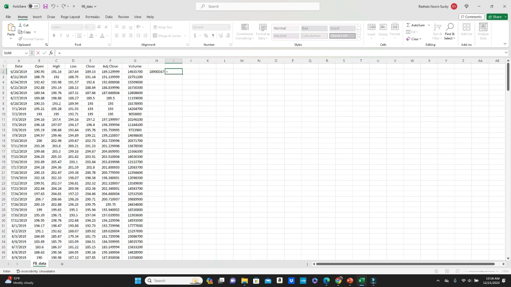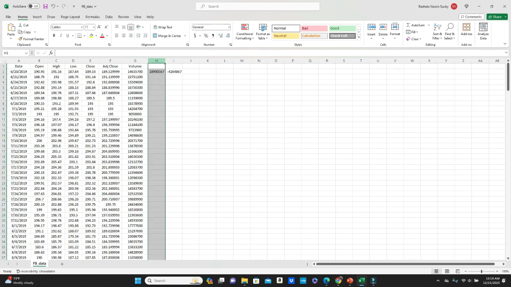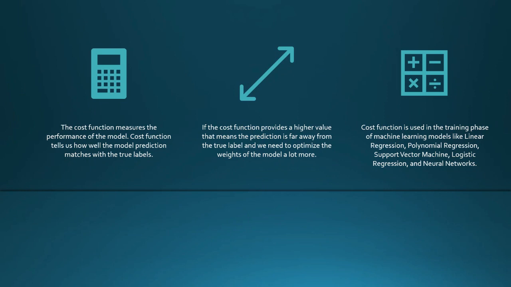Now, what is the difference? This one minus this one. So this is the difference. Now, if we take the predicted output or predicted label for all of the data, and the difference for all of the data, and then the average of all the differences, that becomes the cost function. As we just saw, cost function tells us how well the model prediction matches the true label, or it measures the performance of the model. If the cost function provides a higher value, that means the prediction is far away from the true label and we need to optimize the model weights a lot more.